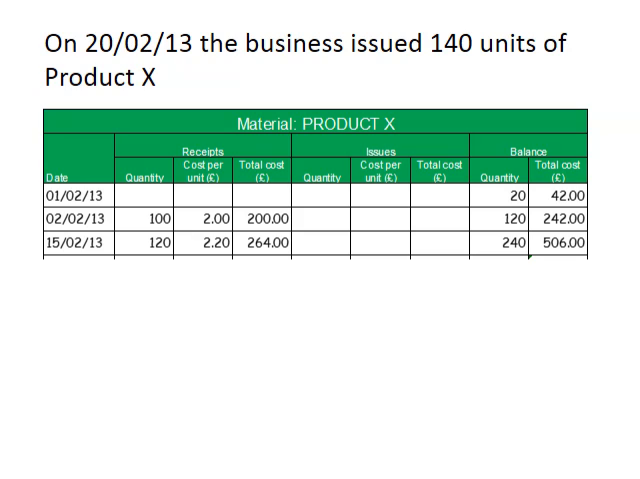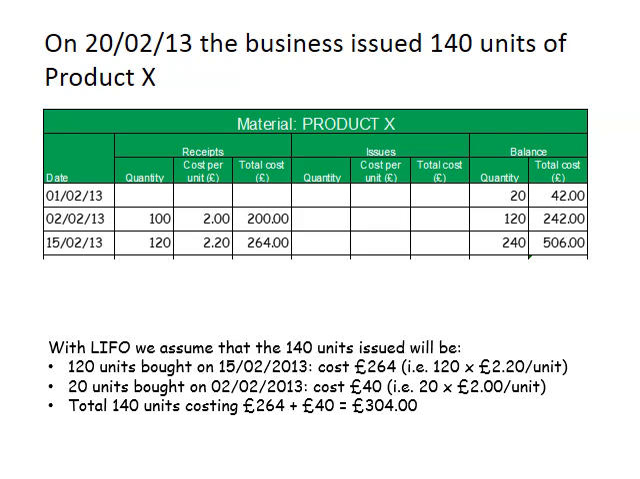So we'll have a look at our stock card. Here we can see that we purchased 120 units on the 15th of February. So we're going to use the 120 units first of all. But we also require a further 20 units to complete this 140 units that are being issued. So we'll use 20 units from the units that were purchased on the 2nd of February. So we can now, having worked out which stock we're issuing, calculate the associated cost. So we get rid of the 120 units bought on the 15th of February. Well, those units cost us £264.